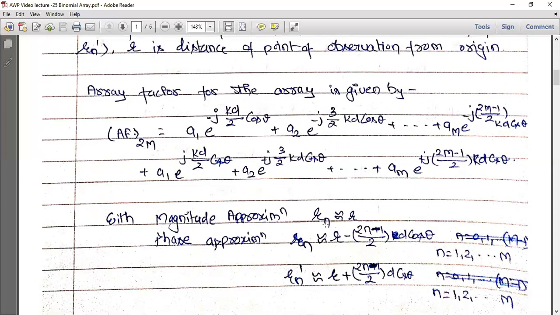But when you talk about the phase approximation, you cannot directly replace Rn by R. Rather, you have to replace Rn by R minus (2n minus 1) by 2 d cos theta, or R plus (2n minus 1) by 2 d cos theta, depending on the position of the antenna, whether it is on the positive z-axis, above the origin, or below the origin. If it is on the positive z-axis, the first expression will be used, and if it is on the negative z-axis, the second expression will be used. The same minus and plus signs are reflected here. So this minus and this plus are because of this.